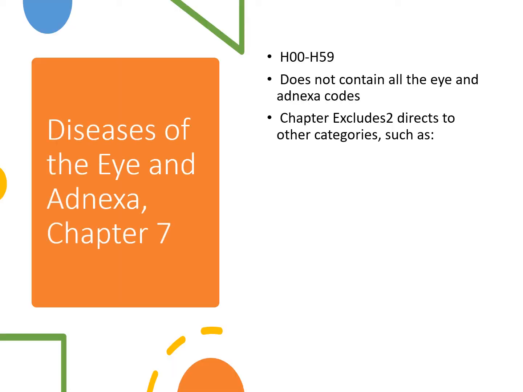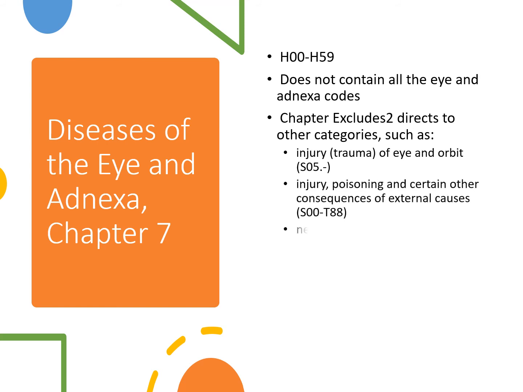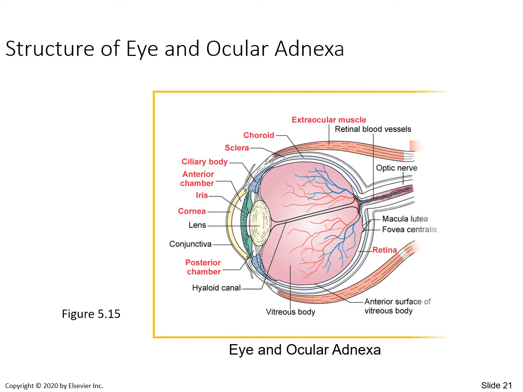Diseases of the eye does not contain all of the eye and adnexa codes. Chapter 2 excludes two notes, directs us to different categories in the ICD-10, like injury, for example, poisoning, neoplasms. And here's a little bit of anatomy of the eye that we can take a look at.